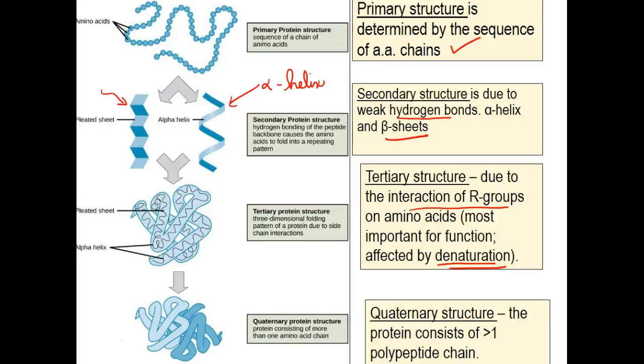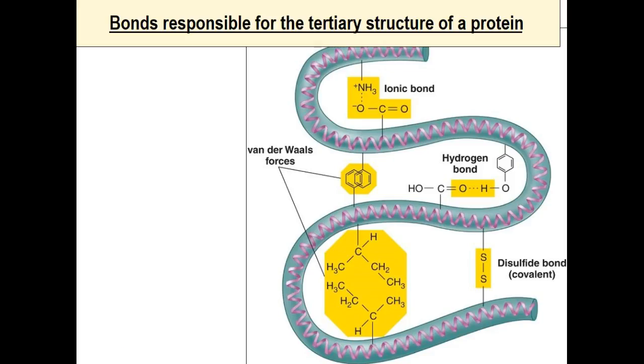Not all proteins have quaternary structure, only those that consist of more than one polypeptide chain, because quaternary structure refers to the interaction between 2 different polypeptides that make up the protein. One that comes to mind is hemoglobin, which has 2 alpha globin and 2 beta globin polypeptides.